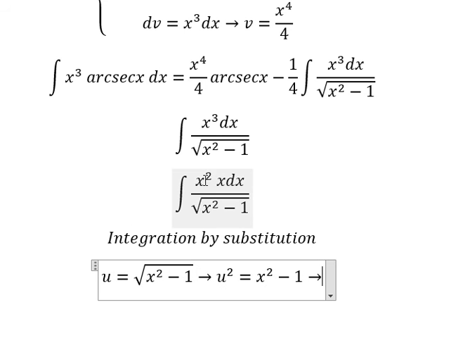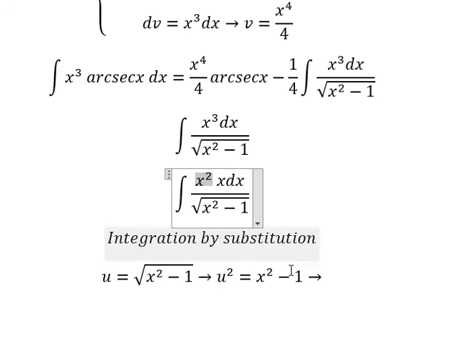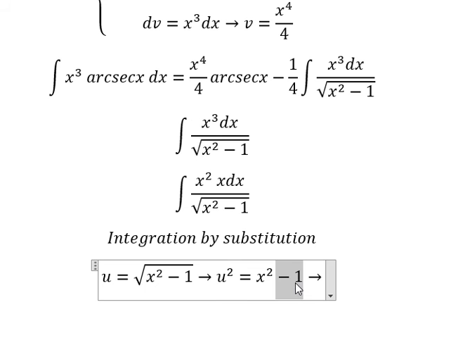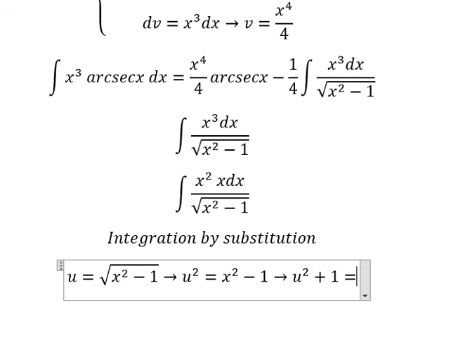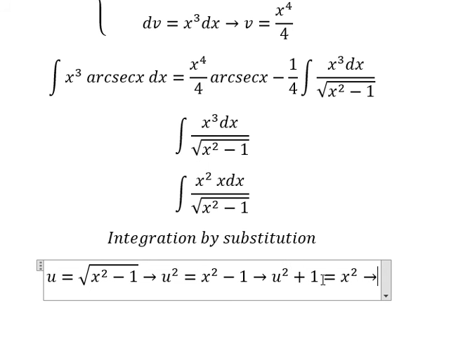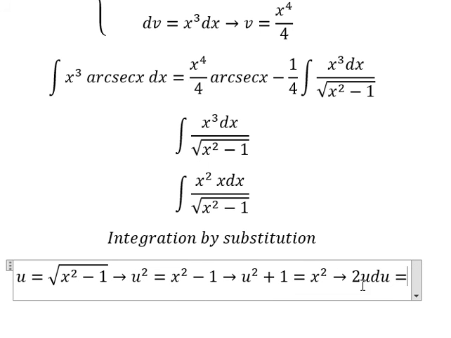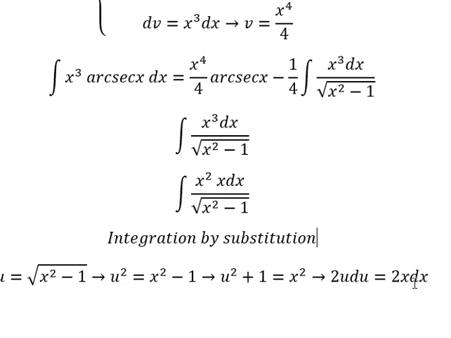Because we have s squared, we need to move negative 1 to the left, and we have u squared plus 1 equals s squared. Later, we do the first derivative for both sides. This one you get 2u du. This one you get 0. First derivative of s squared, we have 2s ds.